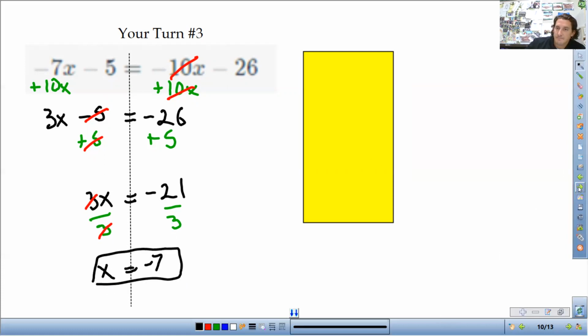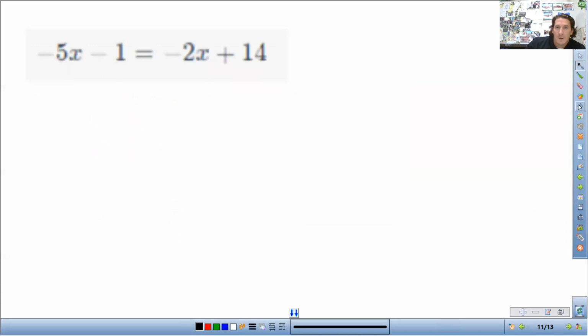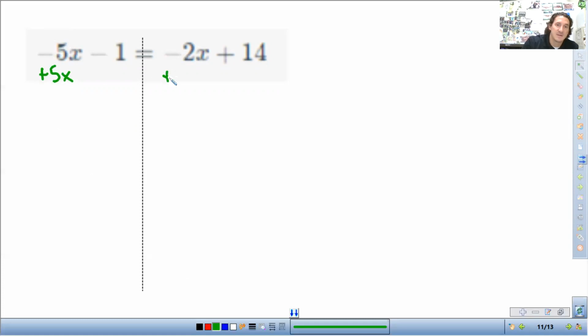All right. Last set of problems. So same thing, you just want to make sure you're looking at what value is smaller. Look at the coefficients, the numbers attached to x. Which one is smaller? Negative 5 is less than negative 2. This is further to the left on the number line. So I'm going to start off by eliminating the negative 5x by adding 5x to both sides. So negative 5x plus 5x cancels out. All that's left over here is the negative 1 is equal to negative 2x plus 5x.